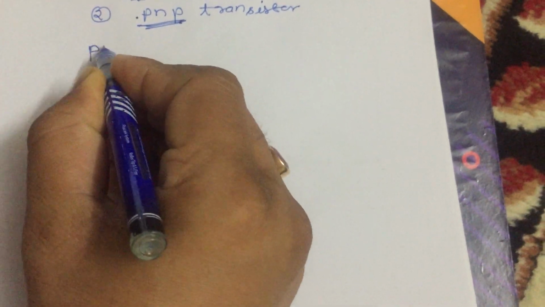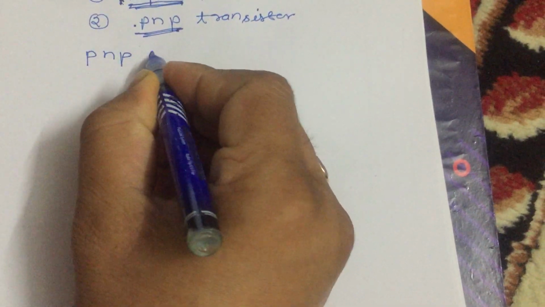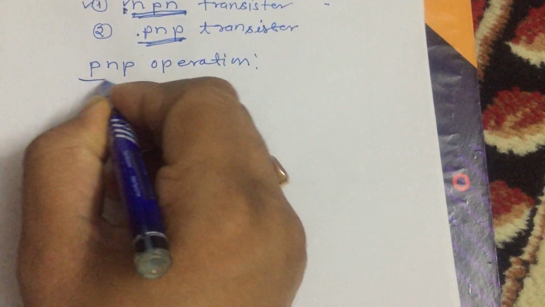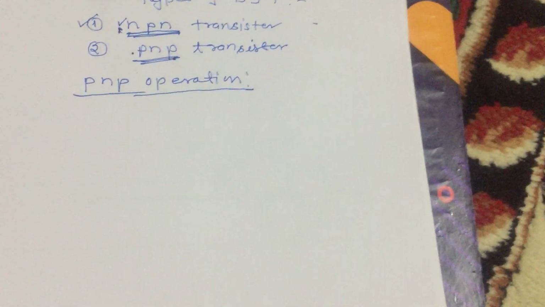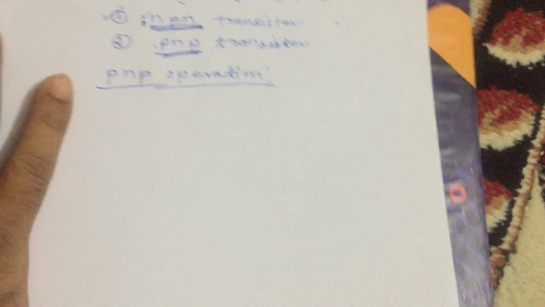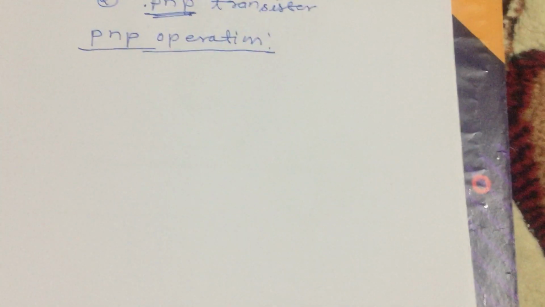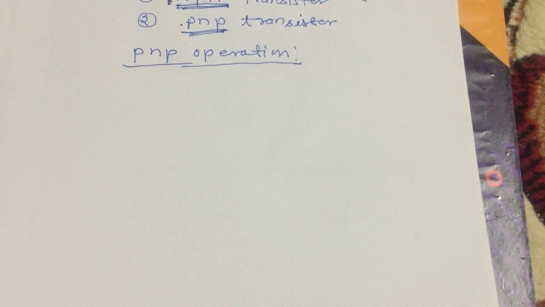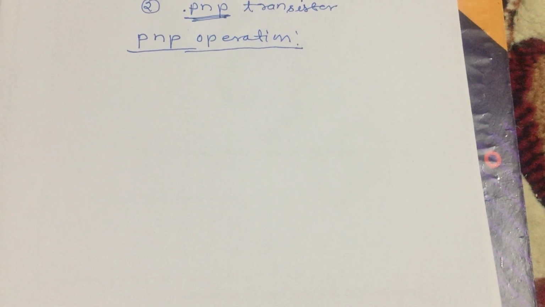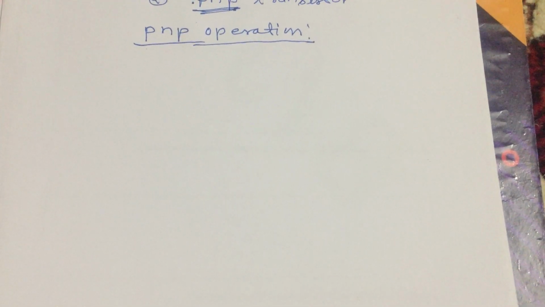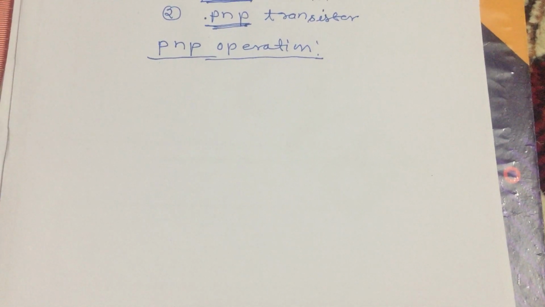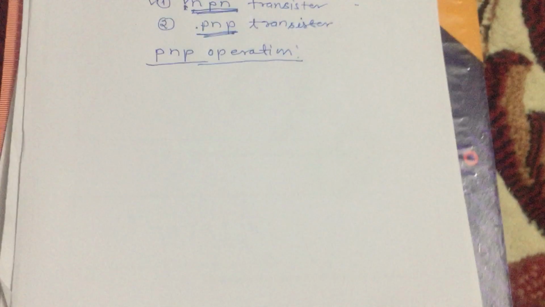Now how does a transistor work? So we go for the operation of the transistor. We explain the PNP transistor first, then the operation of the NPN transistor. Why do we choose PNP first? Because in a PNP transistor the majority of current is due to holes, and the direction of hole movement is the direction of current movement. So the operation of a PNP transistor is much easier to understand than that of an NPN transistor.